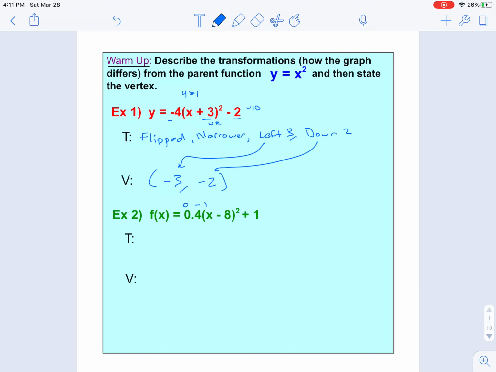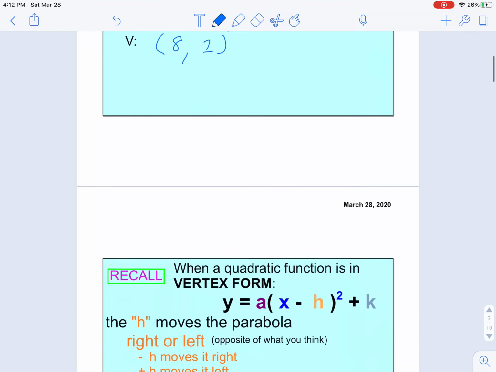All right, this one here. Okay, now we've got a number that is between 0 and 1. It's smaller than 1 but greater than 0. That means this is going to get wider. Okay? Inside the parentheses again is my left right. Opposite of what I'd think, so this thing is going right 8. Outside the parentheses is our up down number. +1 acts just like I would think, up 1. So my vertex, right 8, my x value moved 8, up 1, my y value moved 1.